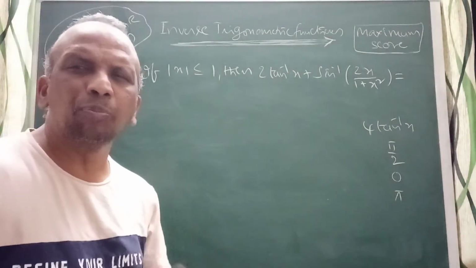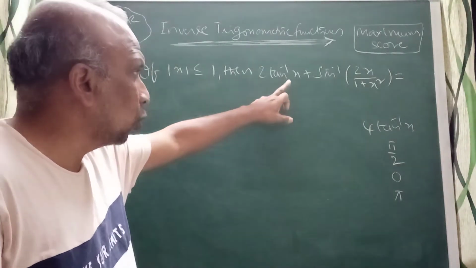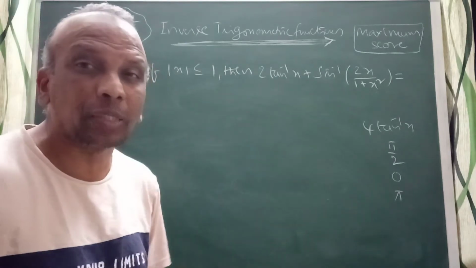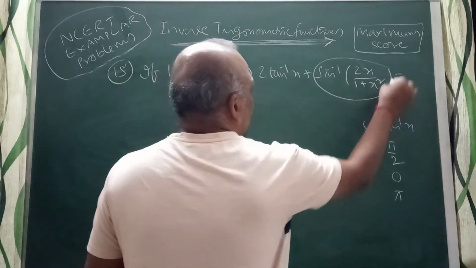This is also a very simple problem. They are given if mod x less than or equal to 1, 2 tan inverse x plus sin inverse of 2x by 1 plus x square. So in this case, this also we know this is 2 tan inverse x.